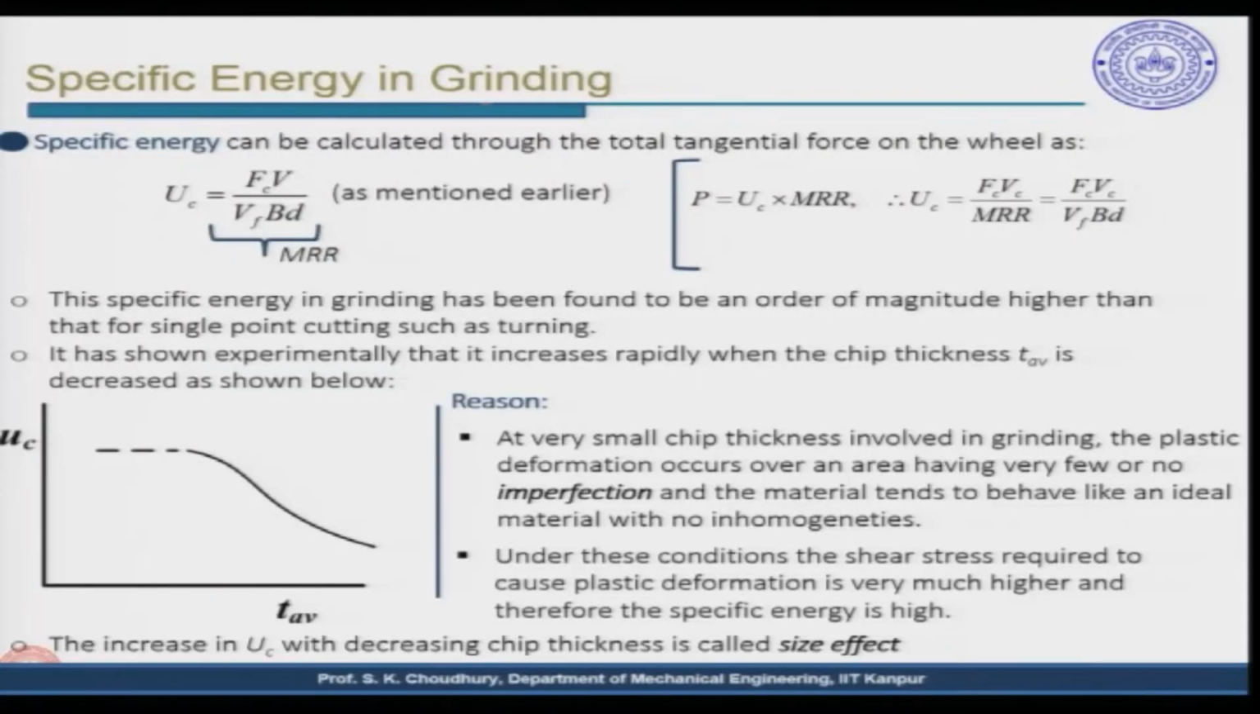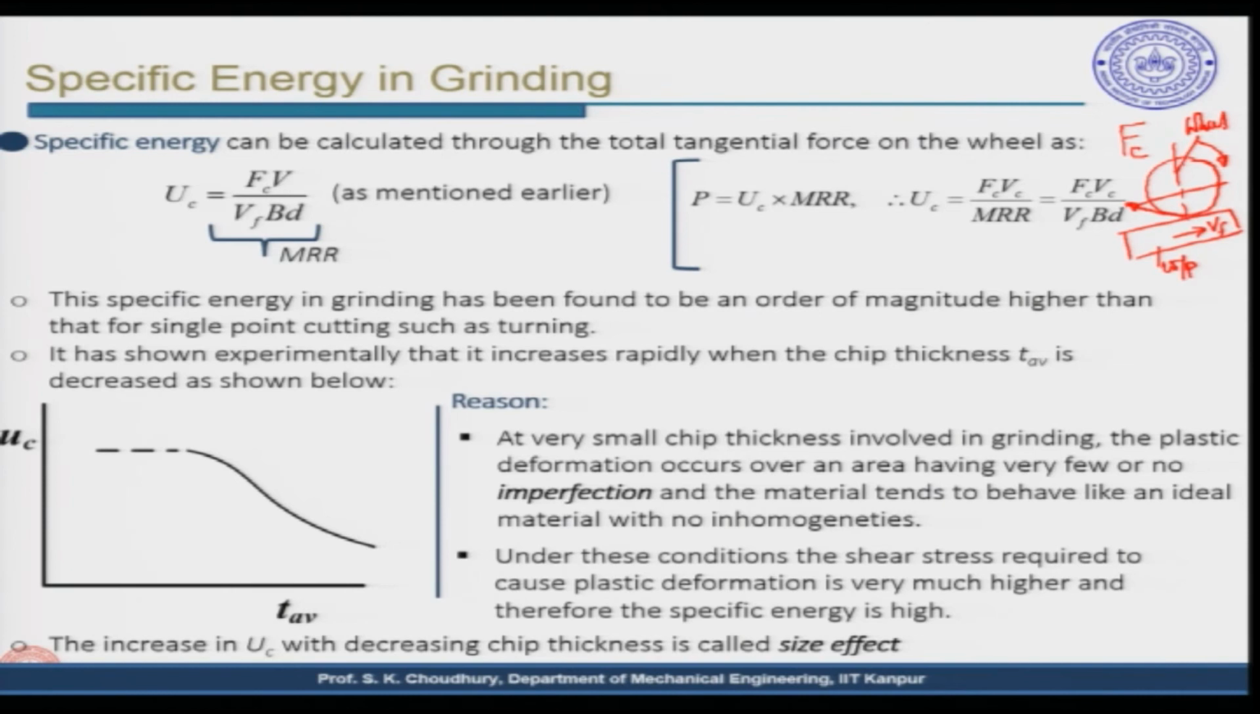Well, after that we will see the specific energy in grinding. So the specific energy can be calculated through the total tangential force on the wheel, and I said to you earlier the total tangential force, which we have considered to be Fc. If the grinding wheel is in this way, and this is the total tangential force. Let us say this is the workpiece, the grinding wheel is rotating in this way, and the Vf is given, that is the feed velocity given to the workpiece. This is the workpiece, this is the wheel.